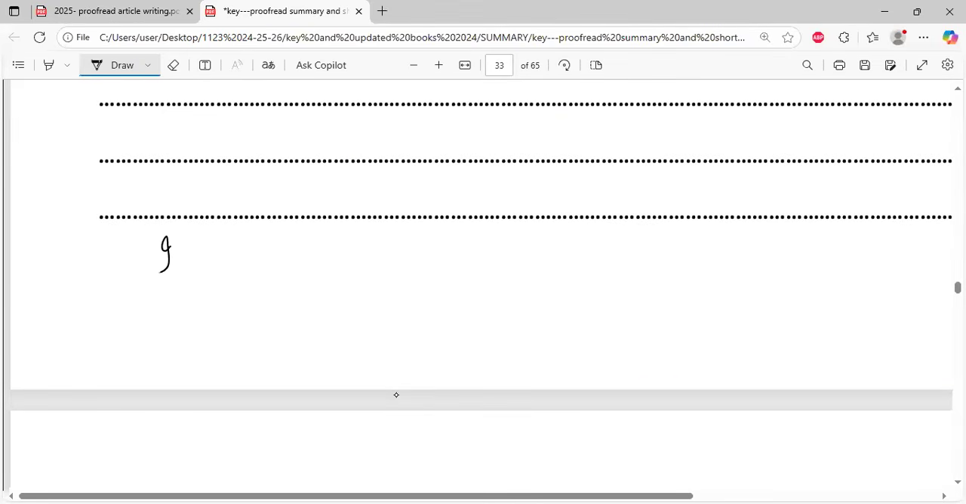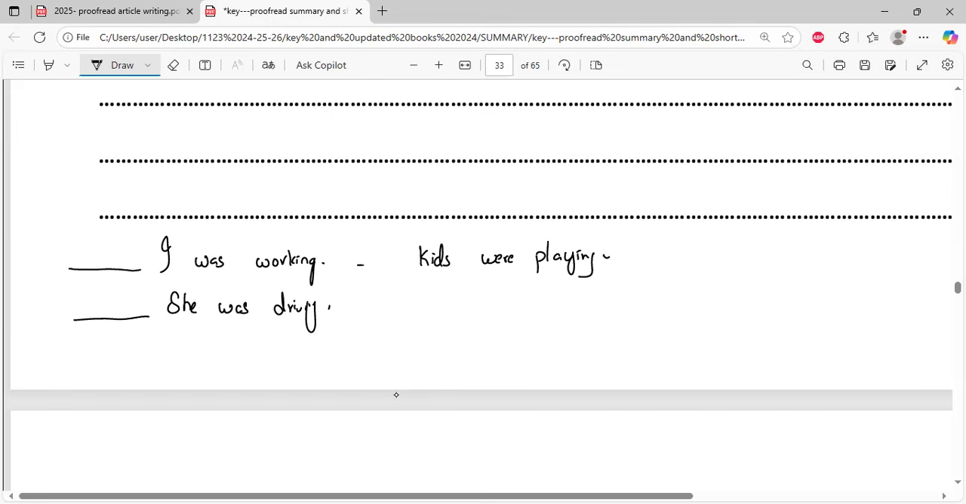If I say I was working, she was driving, kids were playing. All of these are complete ideas, है ना? All of these seem to be complete ideas at first, right? Yani कि all of these are complete. Now I can make them incomplete. I can make them dependent. How? If I use one conjunction over here, all of these will then look incomplete.